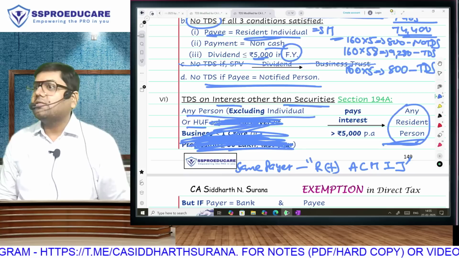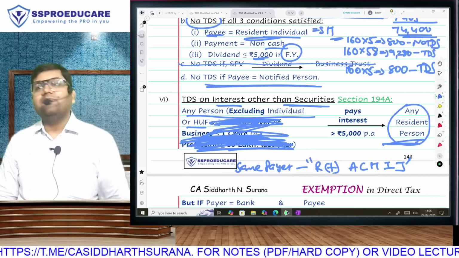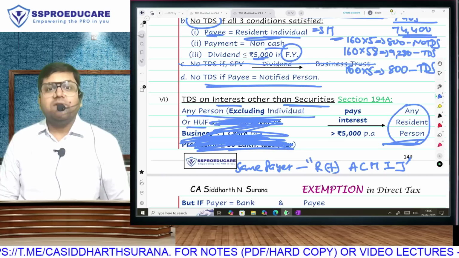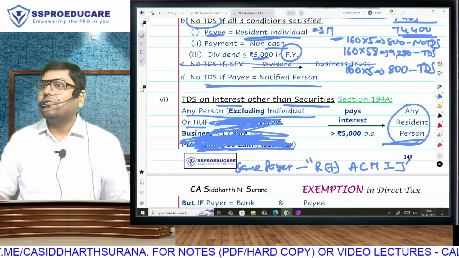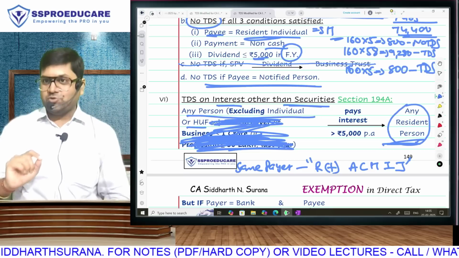Will there be TDS? Yes. But if it was individual to AOP, then no. Company to HUF? Yes. But HUF to firm? No. We are granting immunity to individual HUF. As payers, you don't have to do duties.